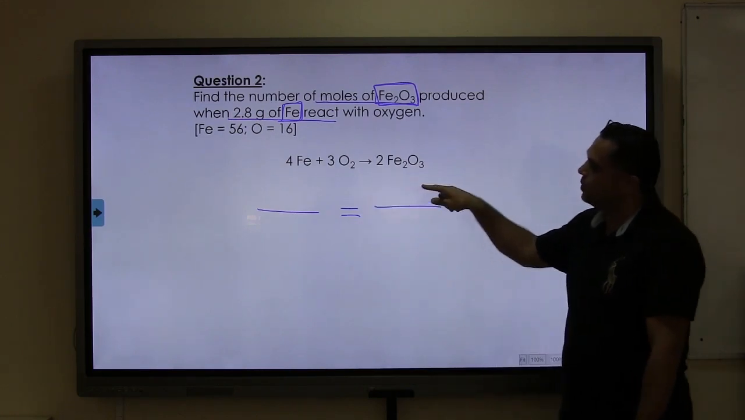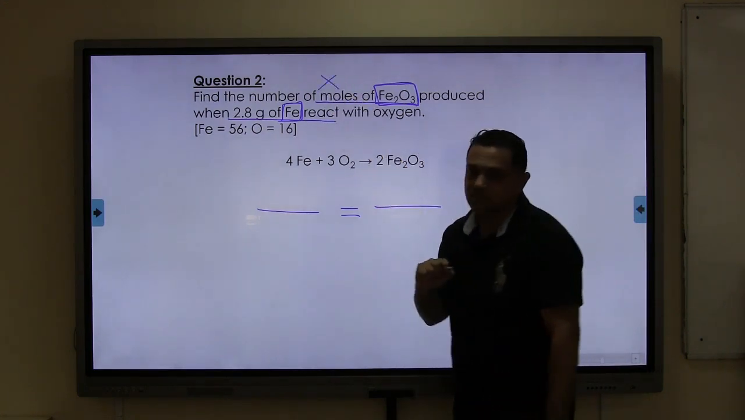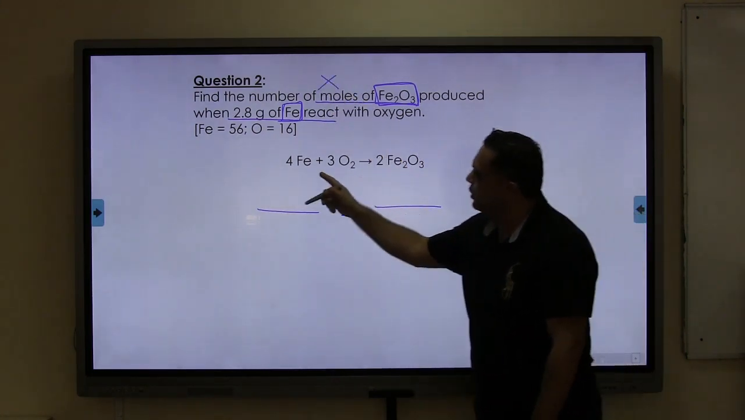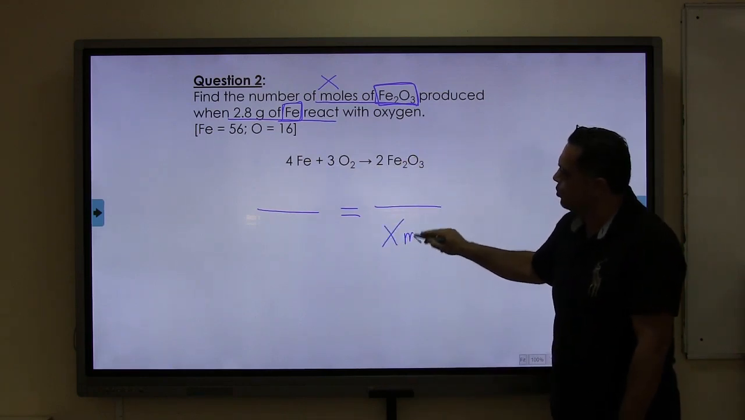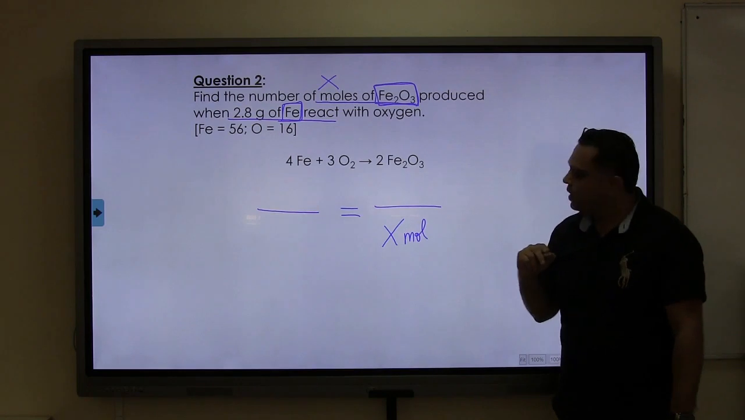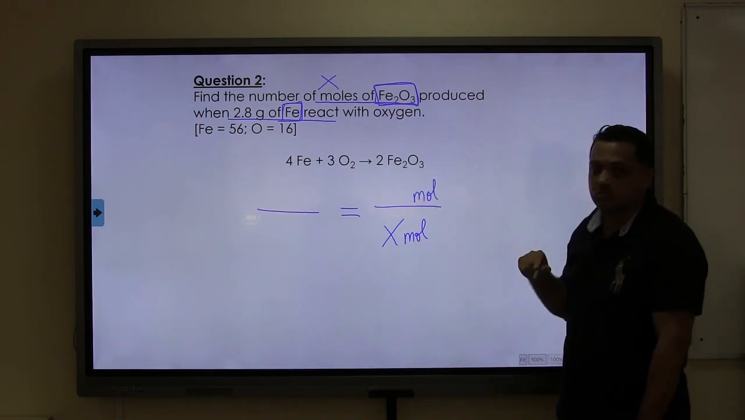So find the number of moles. I don't know the number of moles. So number of moles here is X. This is the unknown. So below the Fe2O3, this is the X. So X moles of Fe2O3. Since here I have moles, here should be moles.